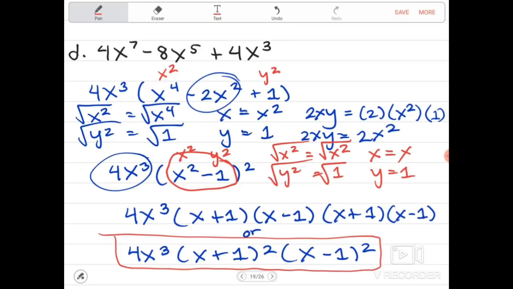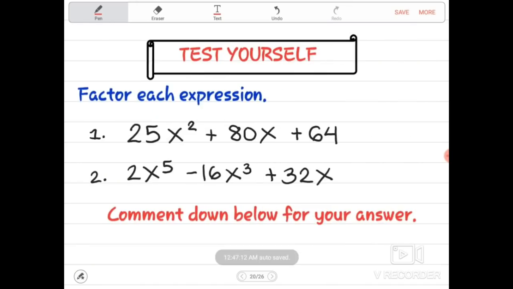Ingat lang tayo sa final answer natin kasi double check natin kung nakasimplest factors na ba siya or hindi pa, no? So, test yourself. Let us see kung natuto kayo sa video natin. Factor each expression. Number 1, 25x squared plus 80x plus 64. Then number 2, 2x raised to 5 minus 16x cubed plus 32x.